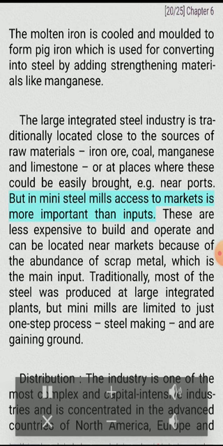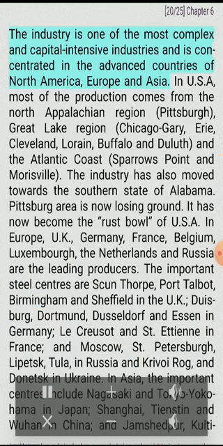But in many steel mills, access to markets is more important than inputs. These are less capital-intensive to operate and can be located near markets because of the abundance of scrap metal, which is the main input. Traditionally, most of the steel was produced at large integrated plants, but many mills are limited to just one-step process, steel making, and are gaining ground.